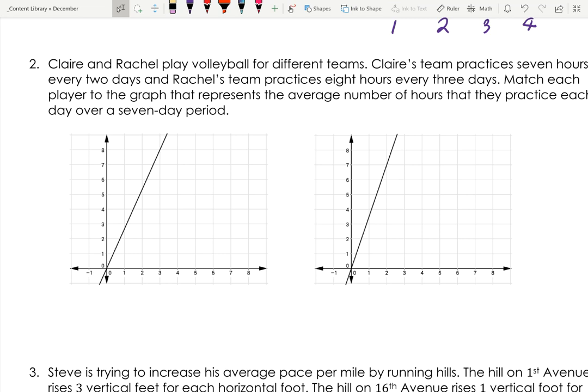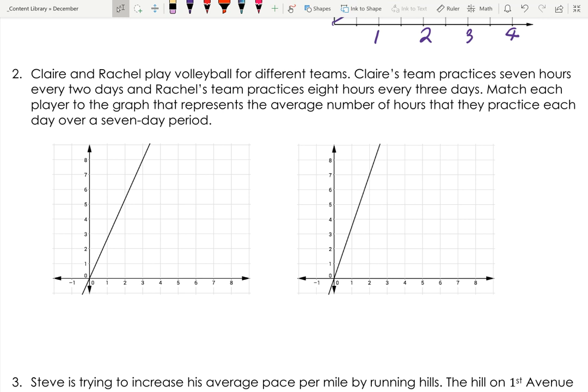So wasn't too much. So Claire and Rachel play volleyball for different teams. Claire's team practices 7 hours every 2 days, and Rachel's team practices 8 hours every 3 days. Match each player to the graph that represents the average number of hours that they practice each day over a 7-day period. So essentially, which one of these graphs is Claire's? Which one of these graphs is Rachel's?